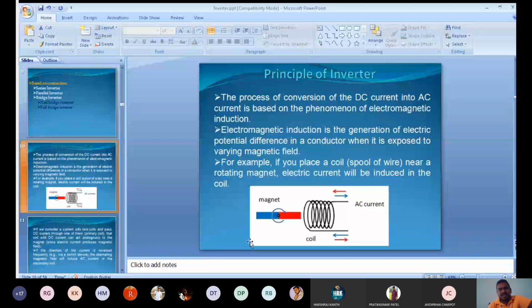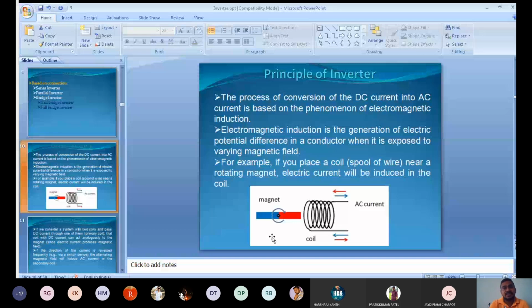So for example, if you place a coil near a rotating magnet, electric current will be induced in the coil. If the coil is closed, then electric current will also flow through this coil. So when we are moving this magnet near to the coil, or taking the magnet away from this coil, at that time the EMF is induced in this coil, and if this coil is of closed type, then the electric current will flow through this coil.